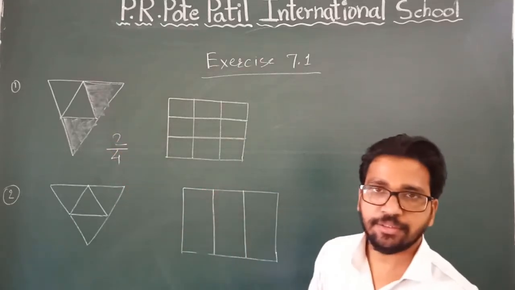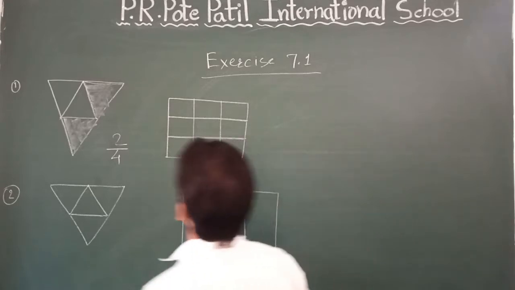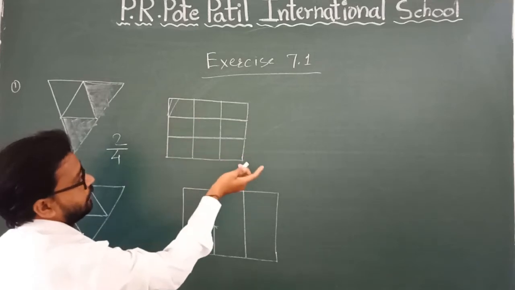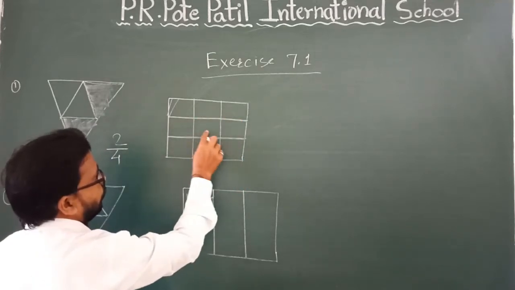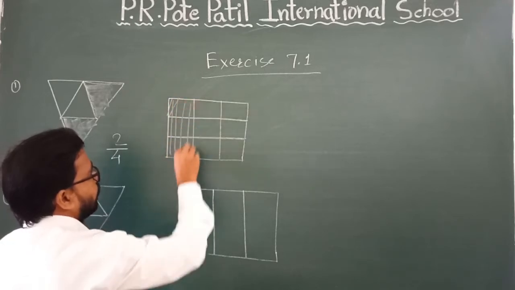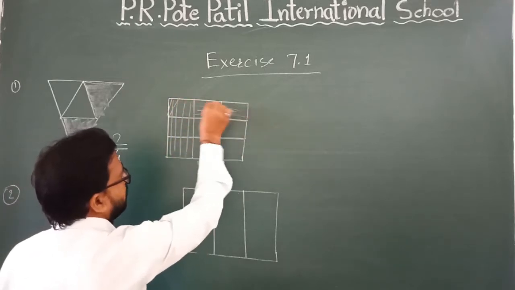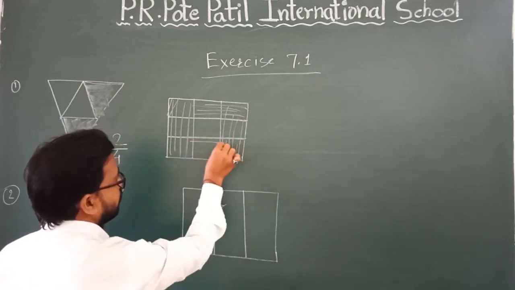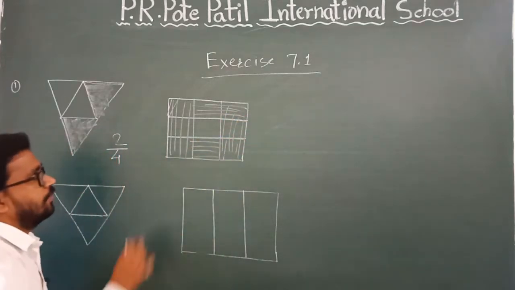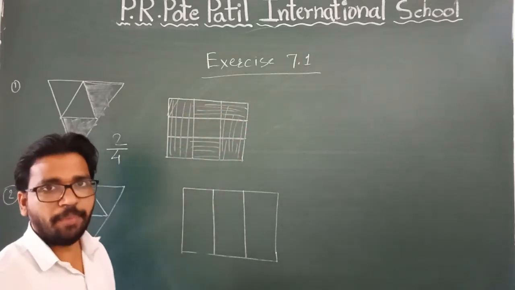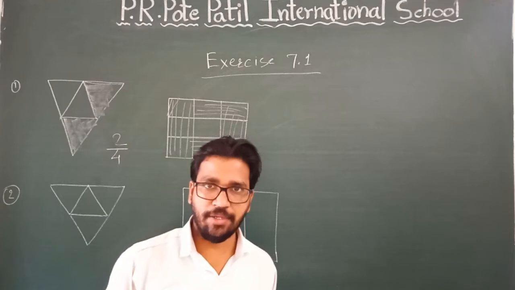In the next diagram, how many equal parts are there? 1, 2, 3, 4, 5, 6, 7, 8, 9 parts are there. And from those 9 parts, how many parts are shaded? 1, 2, 3, 4, 5, 6, 7, 8. 8 parts are shaded from 9 equal parts.